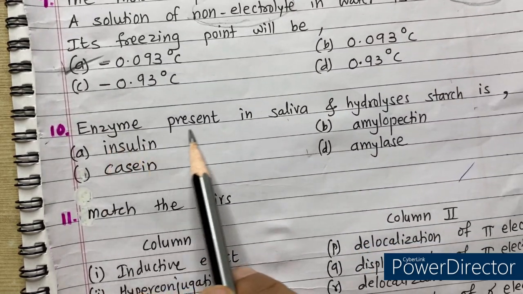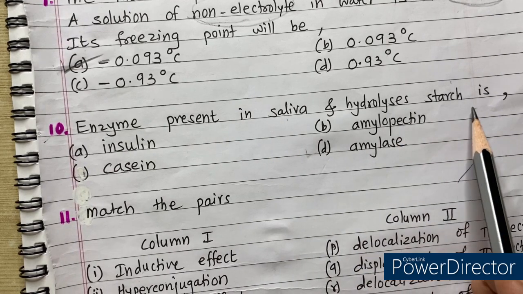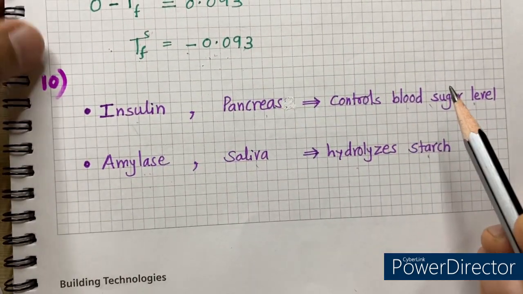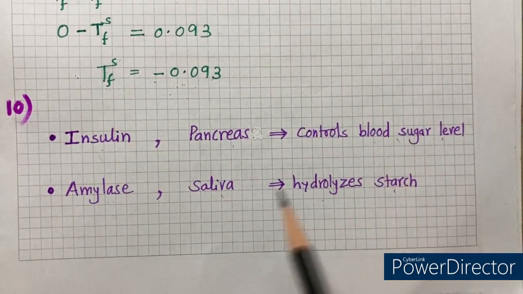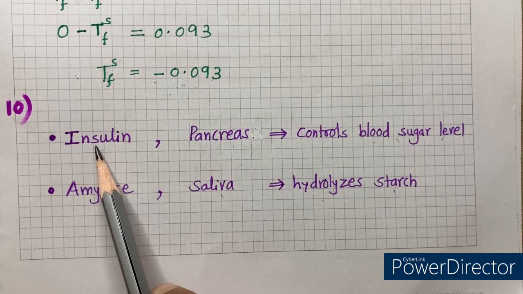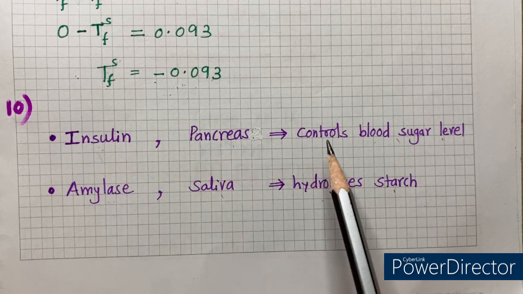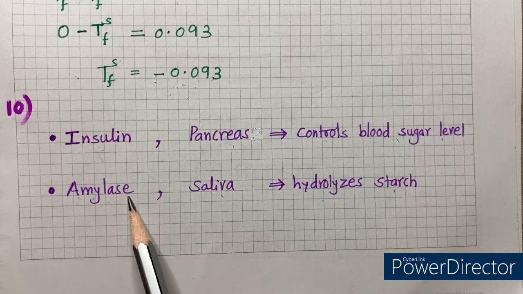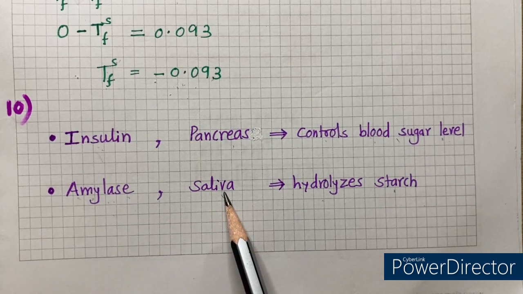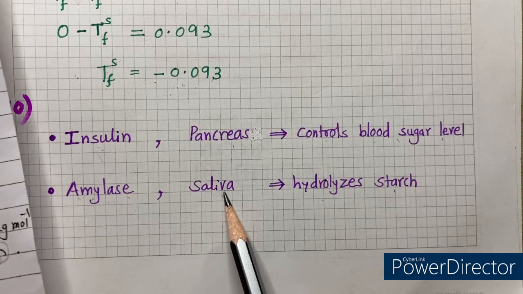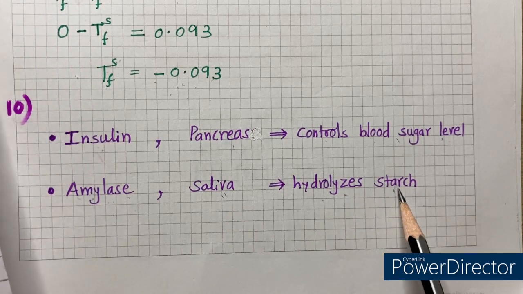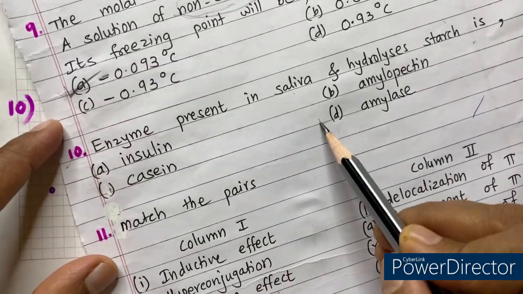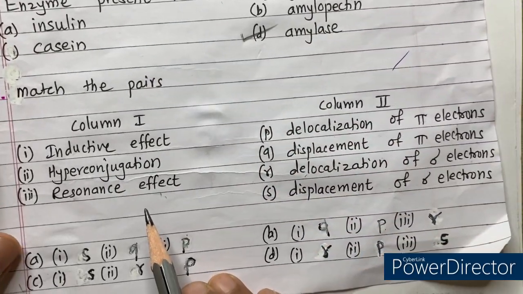Next, the enzyme present in saliva that hydrolyzes starch is, okay, we know this. Remember this point: insulin is secreted by the pancreas and it controls blood sugar level. The enzyme amylase, present in saliva, hydrolyzes starch. Okay, that is amylase. The answer is amylase.